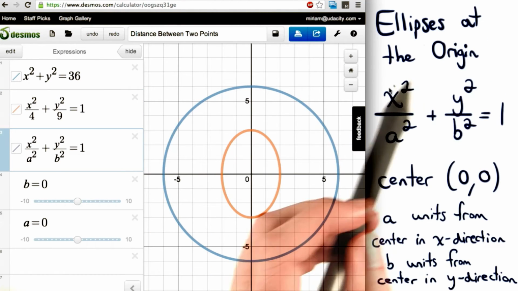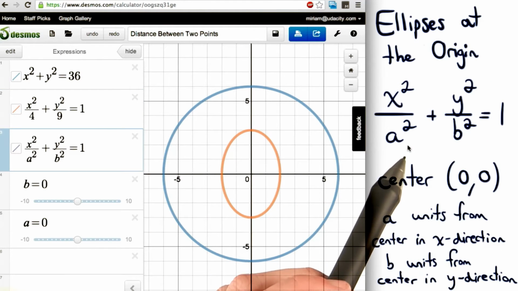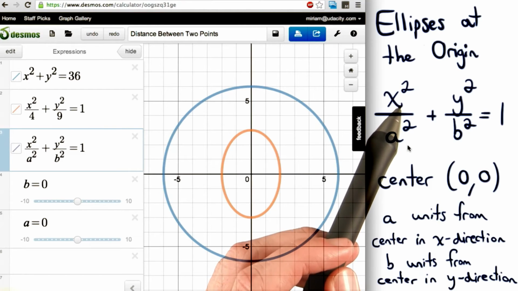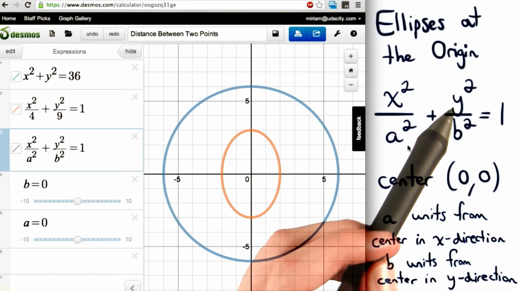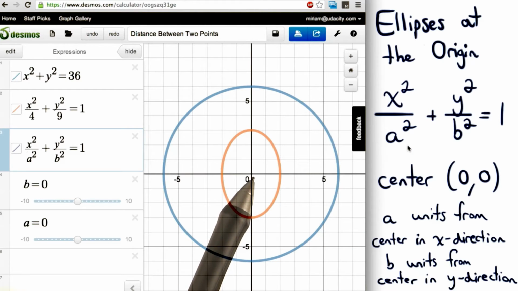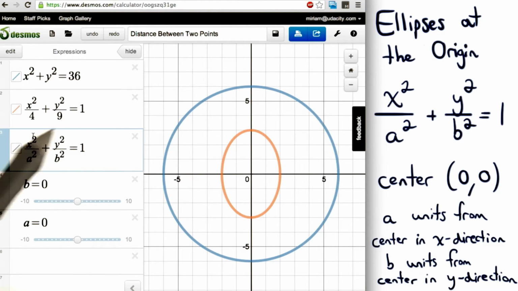In general, this is the equation we'll use for an ellipse centered at the origin. Notice that there's no number added or subtracted to the x or to the y. So the center will be at (0, 0). Now, what I've gone ahead and done is added this equation into Desmos, and I've created sliders or adjustments for the values of a and the values of b.